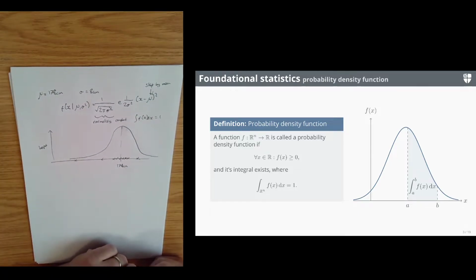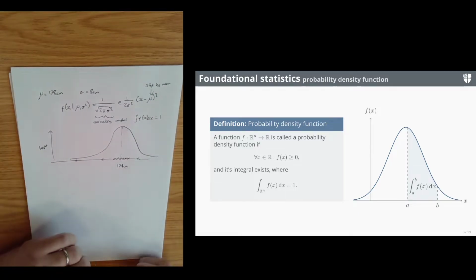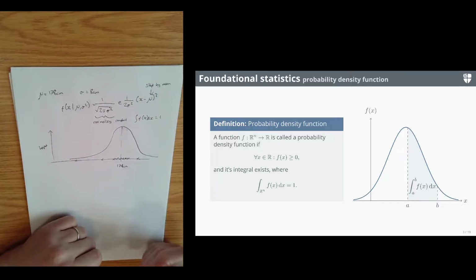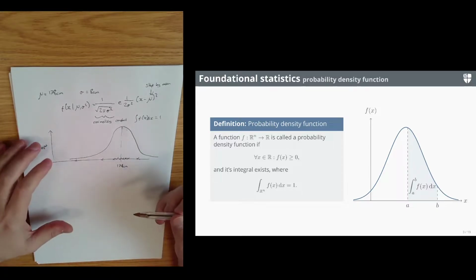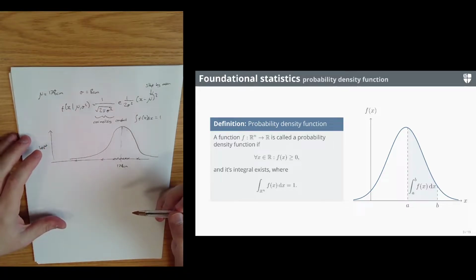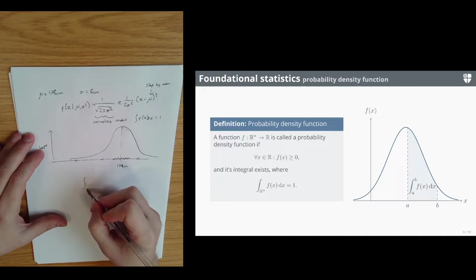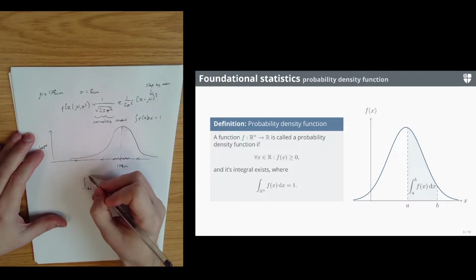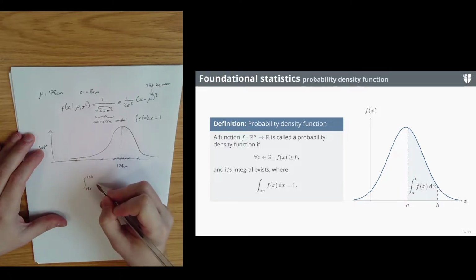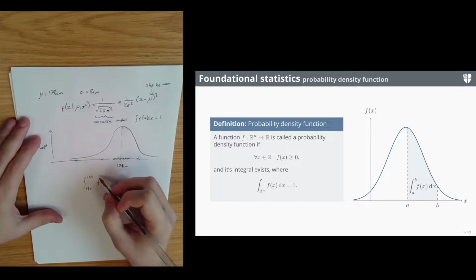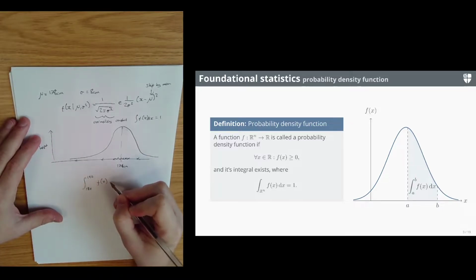Okay, so when you have this probability density function defined, you can answer questions like, what is the probability of someone being between 180 centimeters and 190 centimeters? You would write that as integrating f of x over the domain 180 to 190.